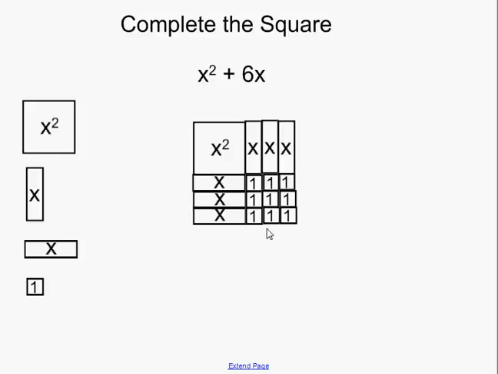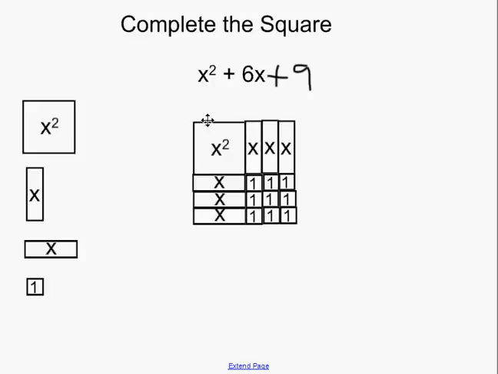All right, so what does it take to complete the square? Well, I've just added 9 to this binomial. So I've added 9 to this binomial, and I've completed this square. What square have I just completed? So what is the factored form of this square right here?